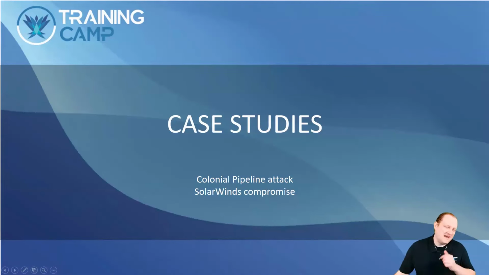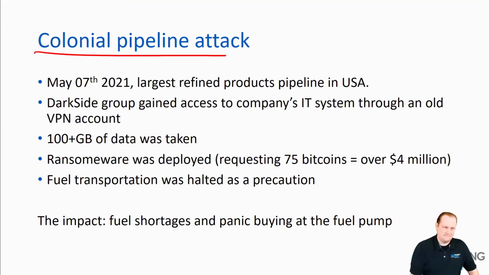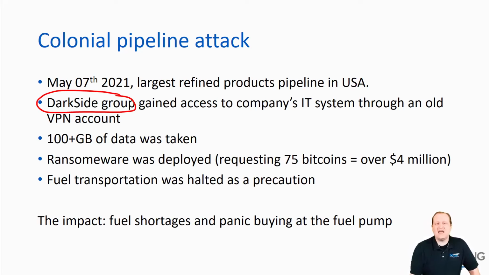Cool. With that discussion completed, let's look at two quick case studies here as we wrap things up for the day. The Colonial Pipeline attack happened on May 7th, 2021. The Colonial Pipeline is one of the largest refined product pipelines in the US. And an advanced persistent threat group called DarkSide managed to gain access to the company's IT system through an old VPN account. Some 100 gigs of data ended up getting stolen.